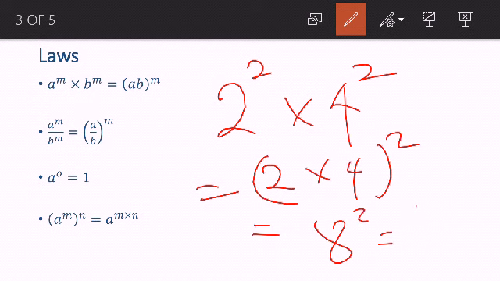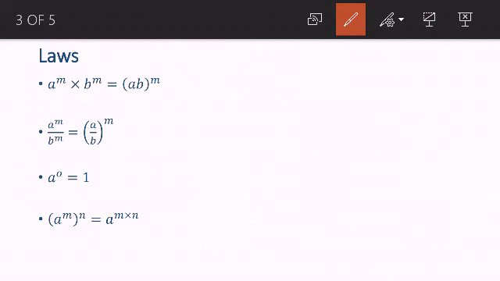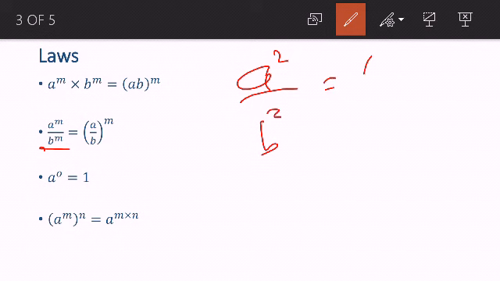We have 8 raised to power 2, which is equal to 64. The next rule is that when two numbers having the same base divide, then they have a common power. So if we have a raised to power 2 divided by b raised to power 2, it's the same thing as saying a over b all raised to power 2.